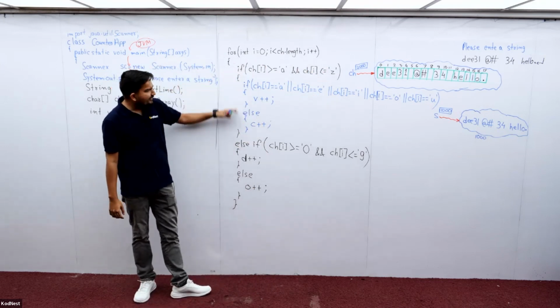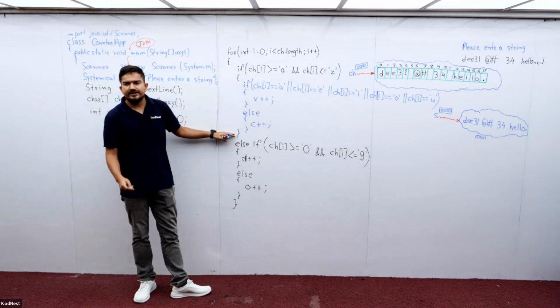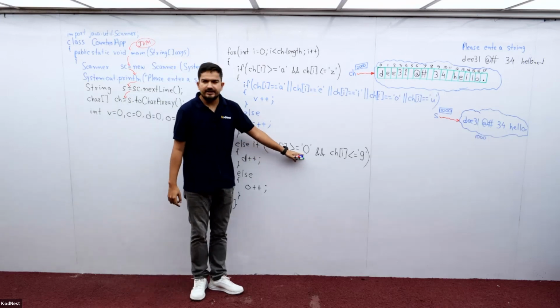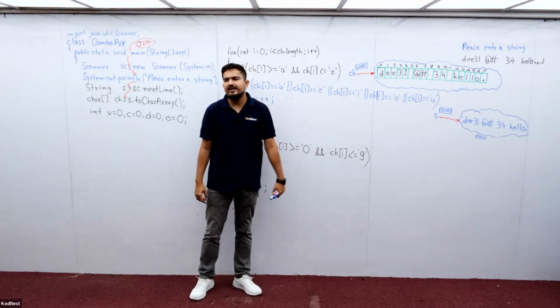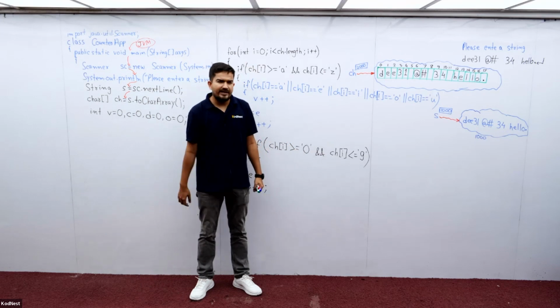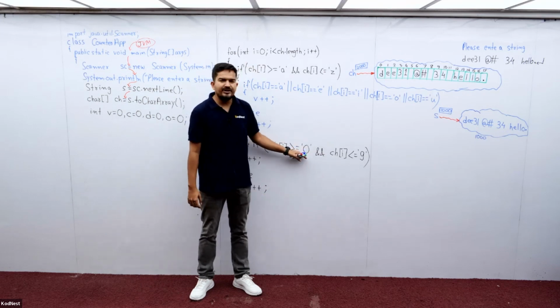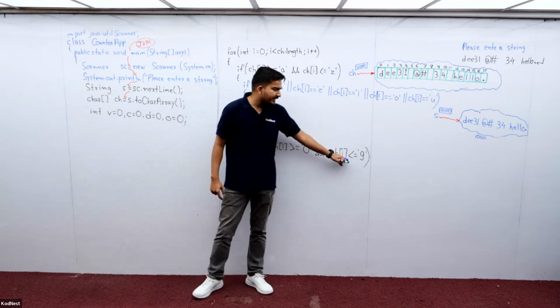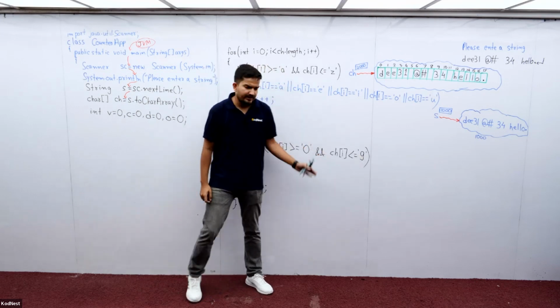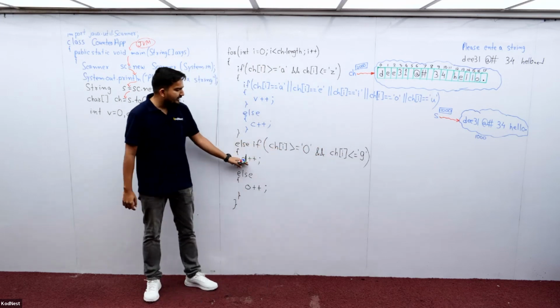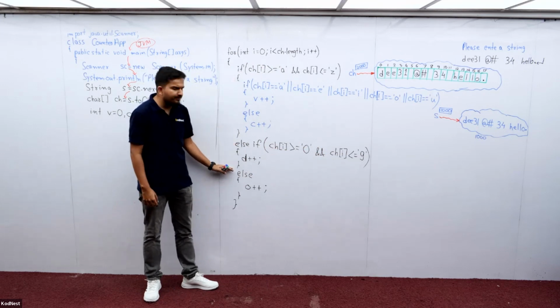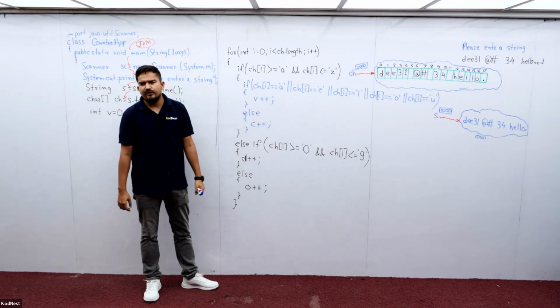Finally, after checking for the alphabet, that means after checking for the vowels and the consonants, we are checking whether the current character happens to be between 0 and 9. Whether the Unicode value of the current character happens to be greater than or equal to the Unicode value of 0 and less than or equal to the Unicode value of 9. If this happens to be the case, we are increasing the value of D. If it is not an alphabet, if it is not a number, 100% it will be a special character. So we are increasing the value of O.